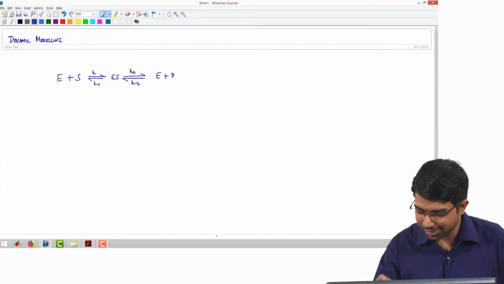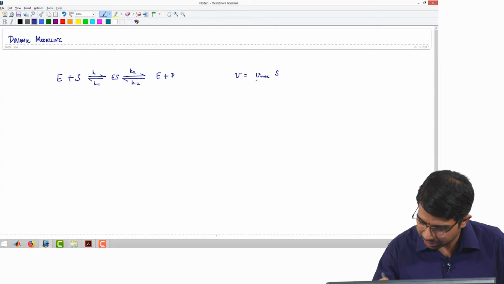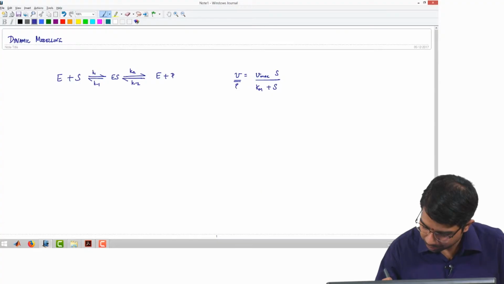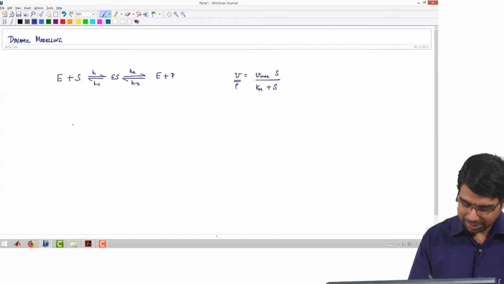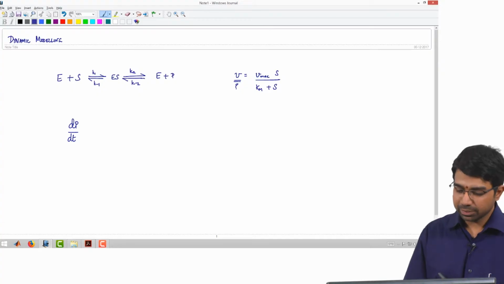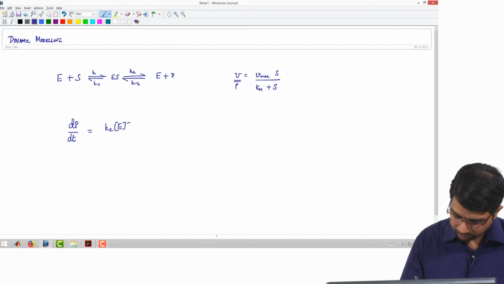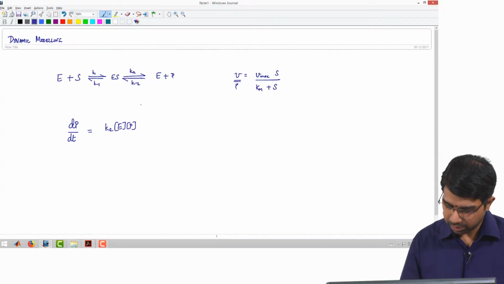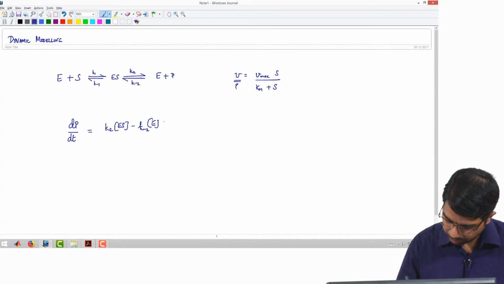You may all be familiar with this, right? V equals V max into S by Km plus S. What is this V? Rate of what? dP by dt. So, what is dP by dt? It is K2 into ES minus K minus 2 into E into P.